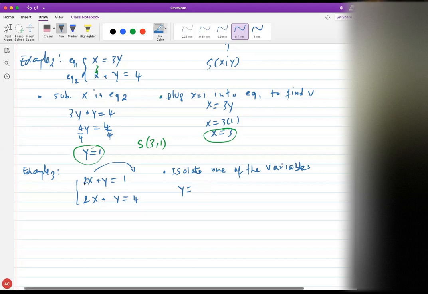So in this case, let's keep it positive here. So it moves over and becomes negative 2x plus 1. And here, we don't need to change anything. So we do have one variable by itself. That's enough. Okay, again, make sure you have one variable by itself. We move this over. Now we have the y by itself. Good.